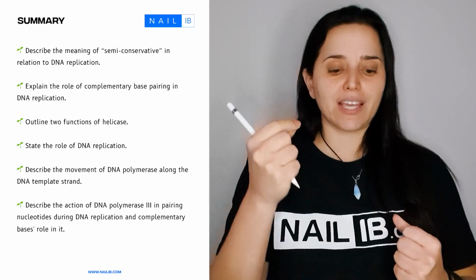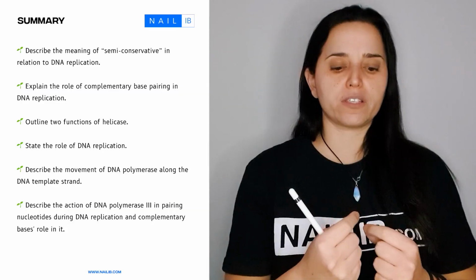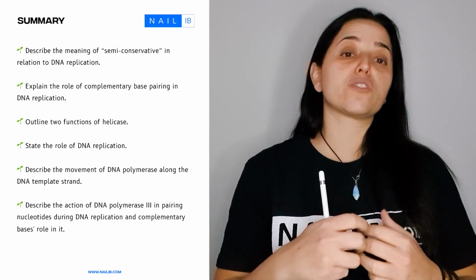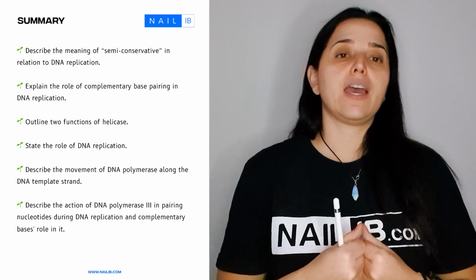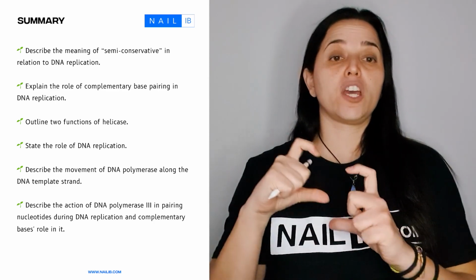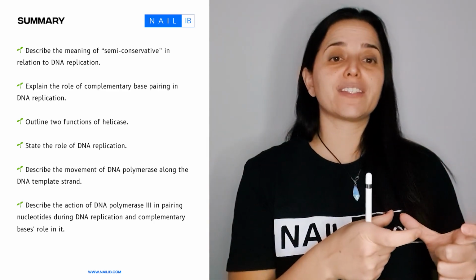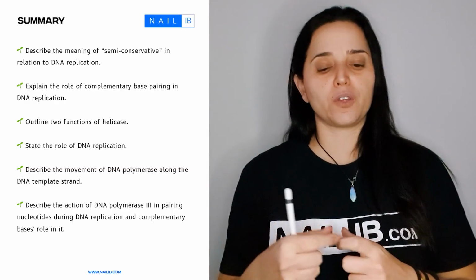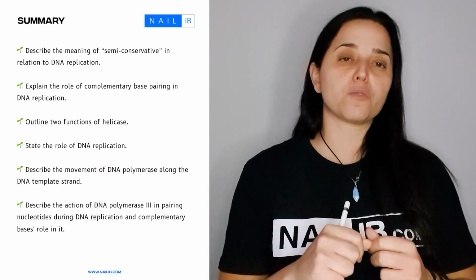We talked about the enzyme helicase and how it works in the process of DNA replication. We also said why we need DNA replication, and we talked about DNA polymerase 3, how it uses nucleotides and changes them from free to attached by taking off those phosphate groups. So this is pretty much it for DNA replication part 1.